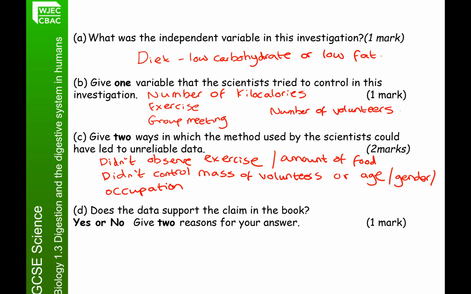So, for example, you could have had two volunteers doing the same exercise program, but if one of them had a manual job and one of them had an office job, obviously that's going to affect the amount of calories that they would be using during the day. Also, if you look at the table, there were different proportions of people who completed the course.